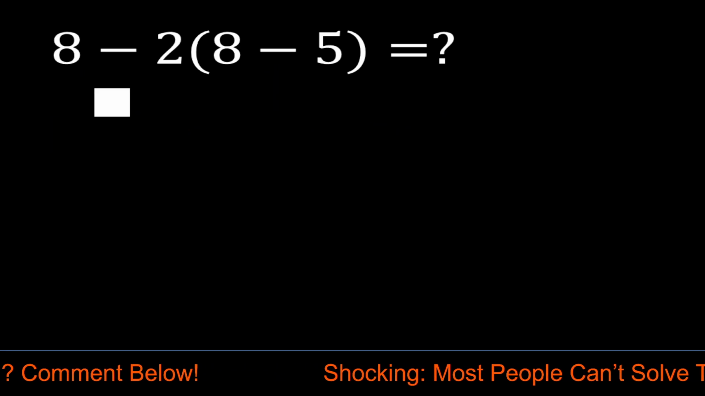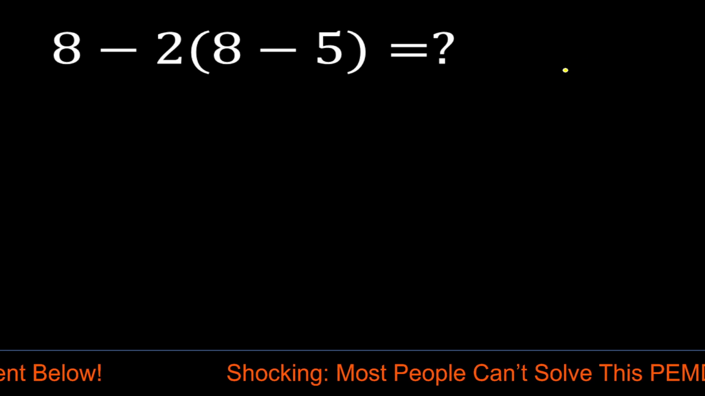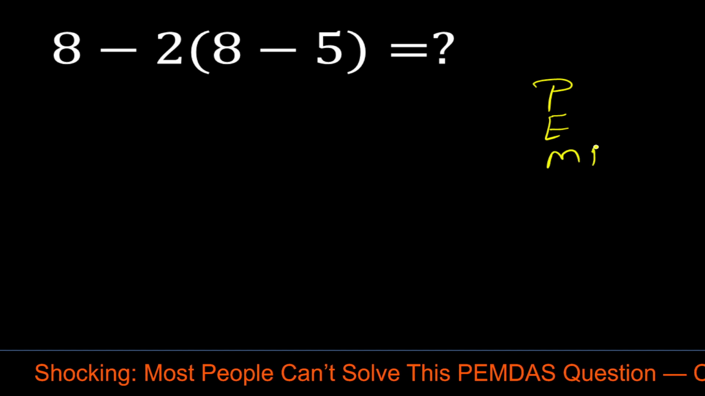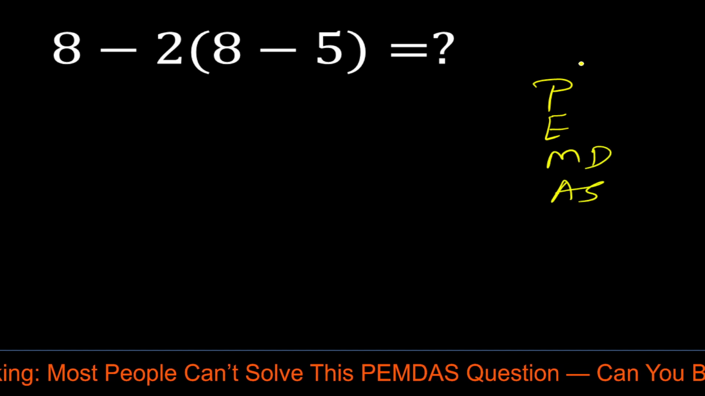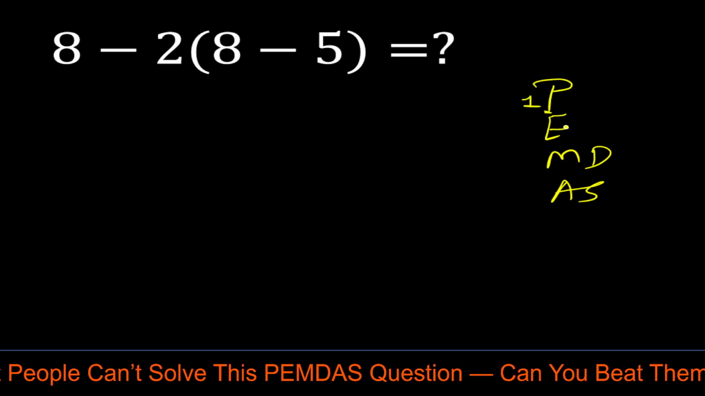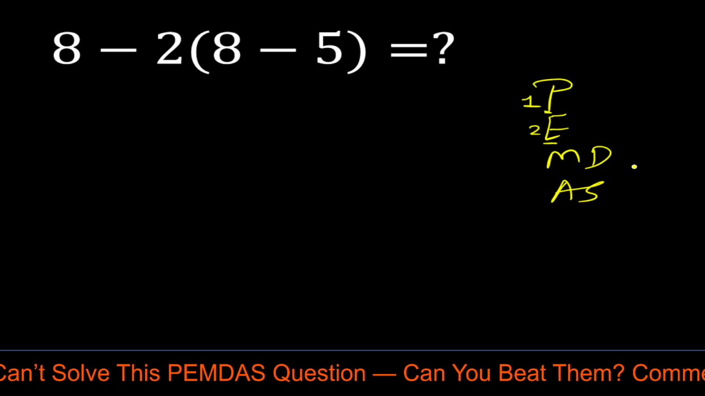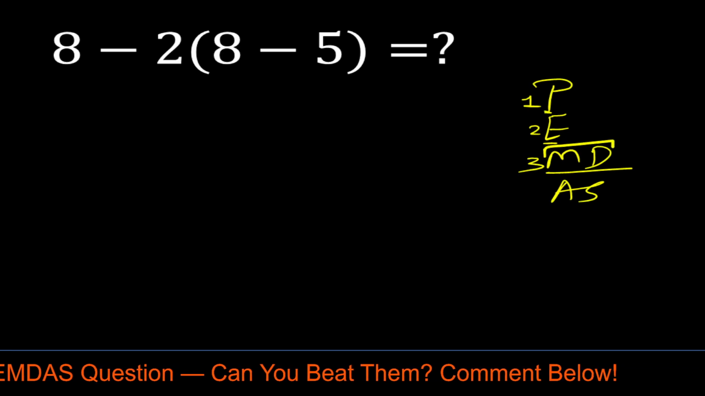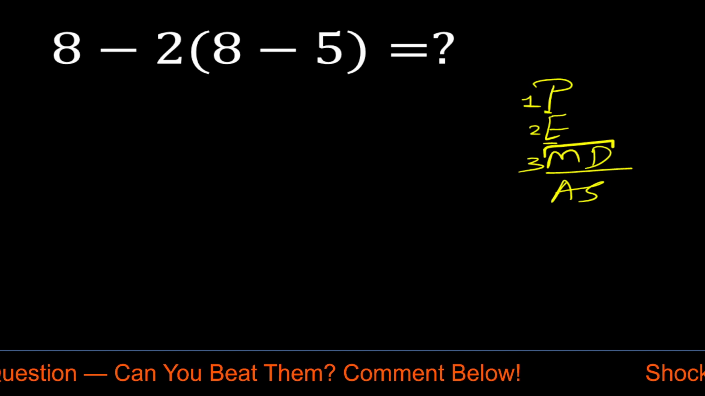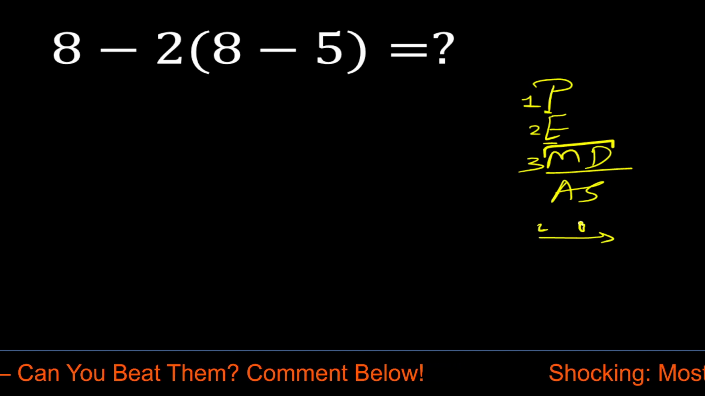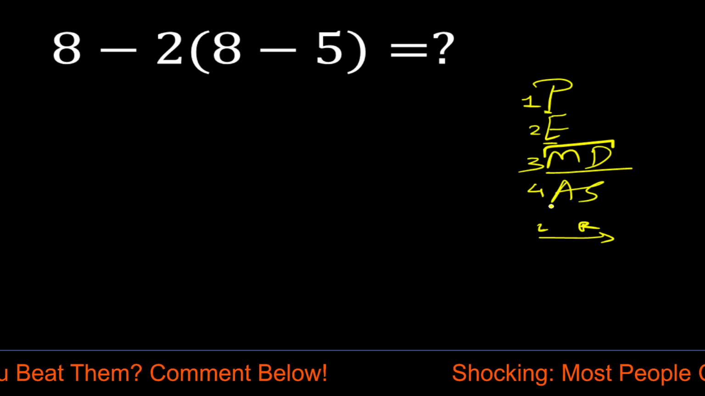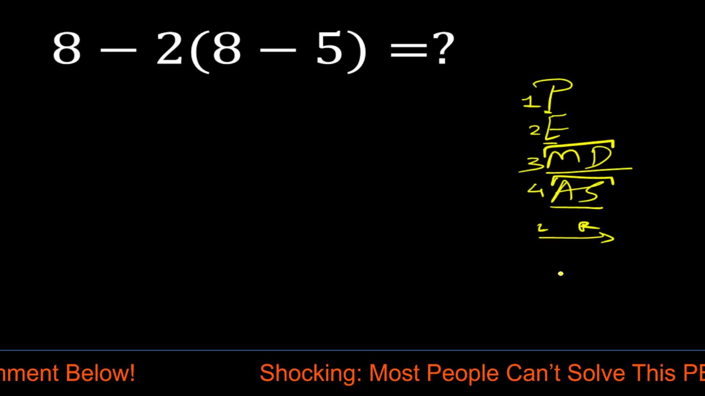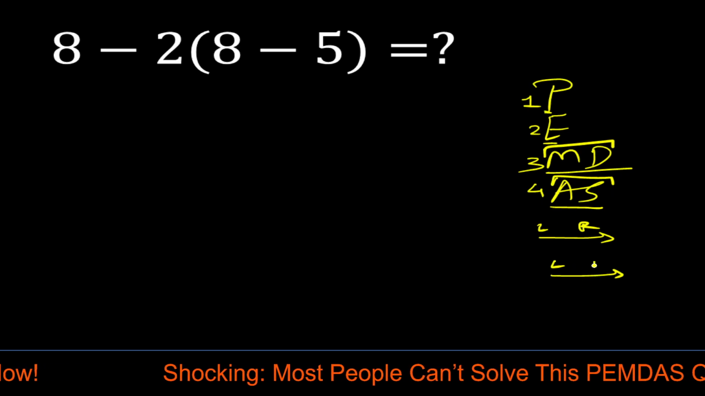So now let's solve this problem correctly by using the PEMDAS rule, right? So PEMDAS, P-E-M-D-A-S. According to the PEMDAS rule, first priority is parentheses, then second priority is exponents, then third priority is multiplication and division. Here multiplication and division both have equal priority, so we have to solve from left to right. Then fourth and last priority is addition and subtraction. Also addition and subtraction both have equal priority, so we have to solve from left to right.